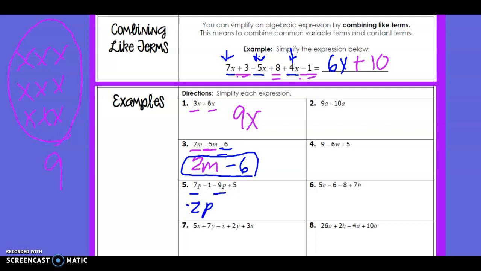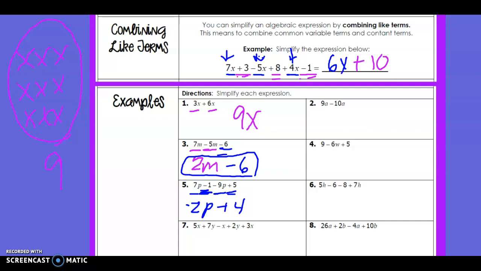Now I can combine my numbers, and I like to use some underlining to show which terms are like terms. So I'm going to underline this twice. I have a negative 1 and a positive 5, and when I add a negative 1 and a positive 5, that is 4. So I have a negative 2p plus 4.